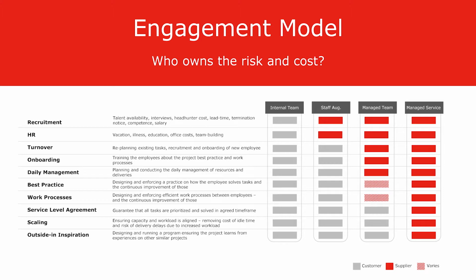Let's talk about how we get access to these skills. I have here a slide where I have listed a bunch of elements on the left, and then I have tried to mark who owns the risk and the cost associated with it, depending on which engagement type you are working with. For example, if you have an internal team, your own staff, your own employees, then you naturally own the cost and the risk of recruitment, HR, employee turnover, onboarding, daily management, and so on.